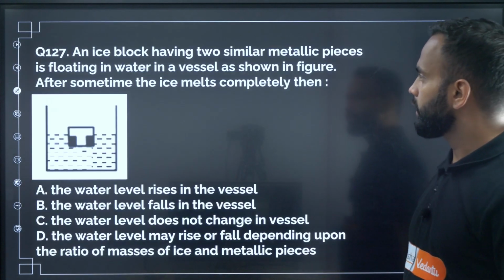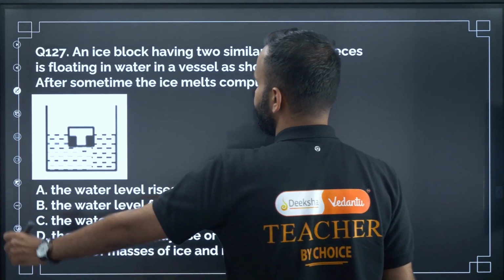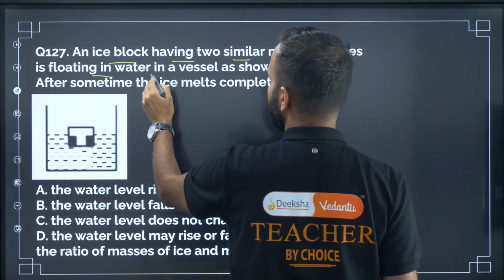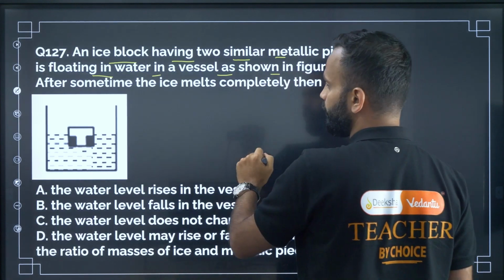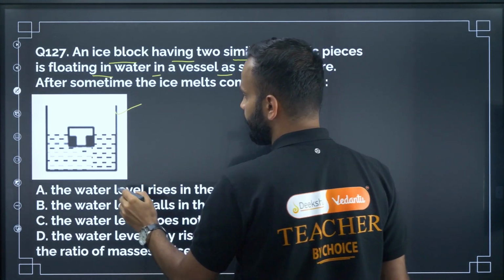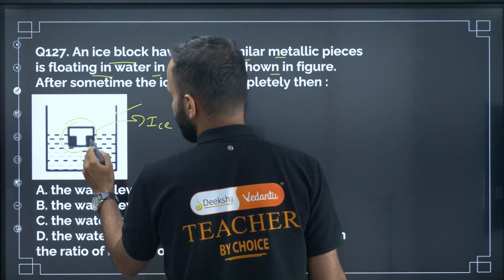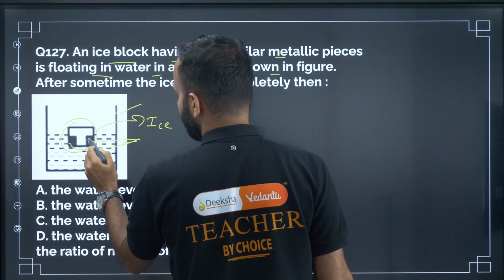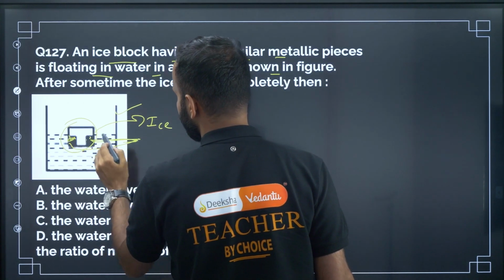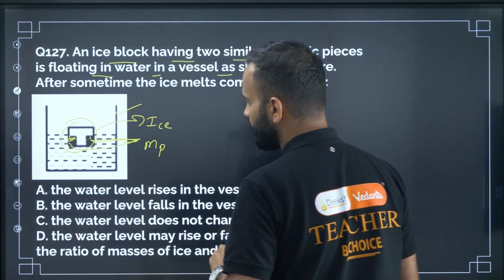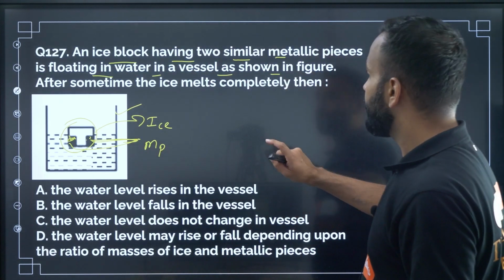Yeah. Next question, question number 127. An ice block having two similar metallic pieces is floating in water in a vessel as shown in the figure. Okay, so this is the given figure. So this is ice. These black things here, this one and this one, are metallic pieces. Okay, MP is metallic pieces.